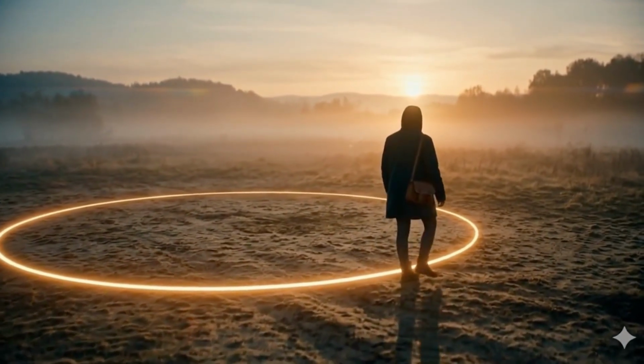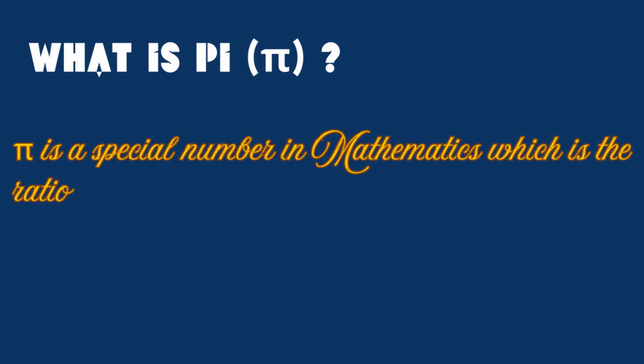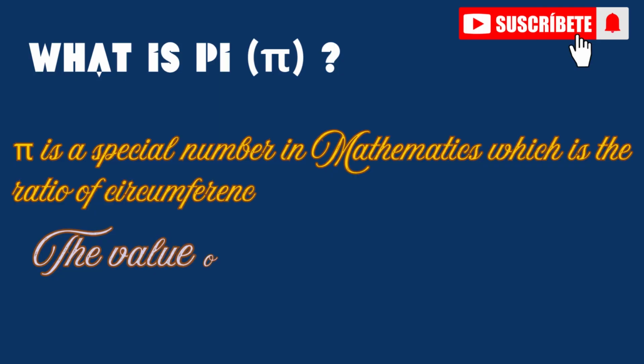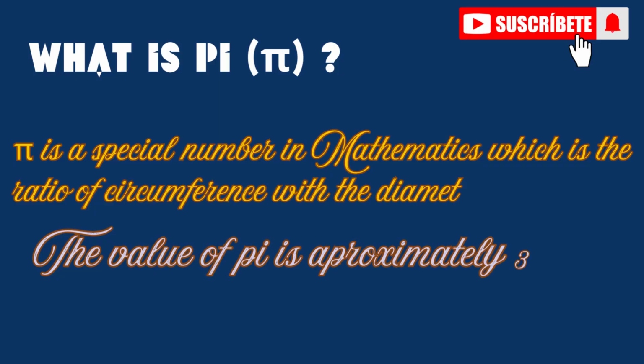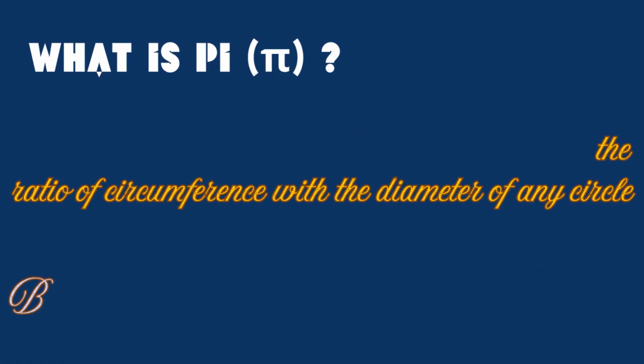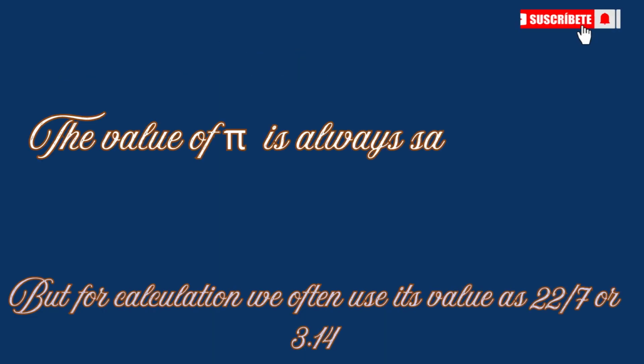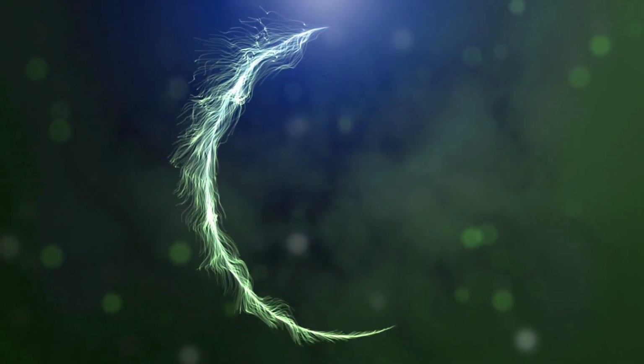Now, to find the circumference, we need to know about pi. Pi is a special number in mathematics. It is the ratio of the circumference to the diameter of any circle. The value of pi is approximately 3.14159. But for calculation, we often use 22 divided by 7. Pi is always the same for every circle, whether it is small or huge.